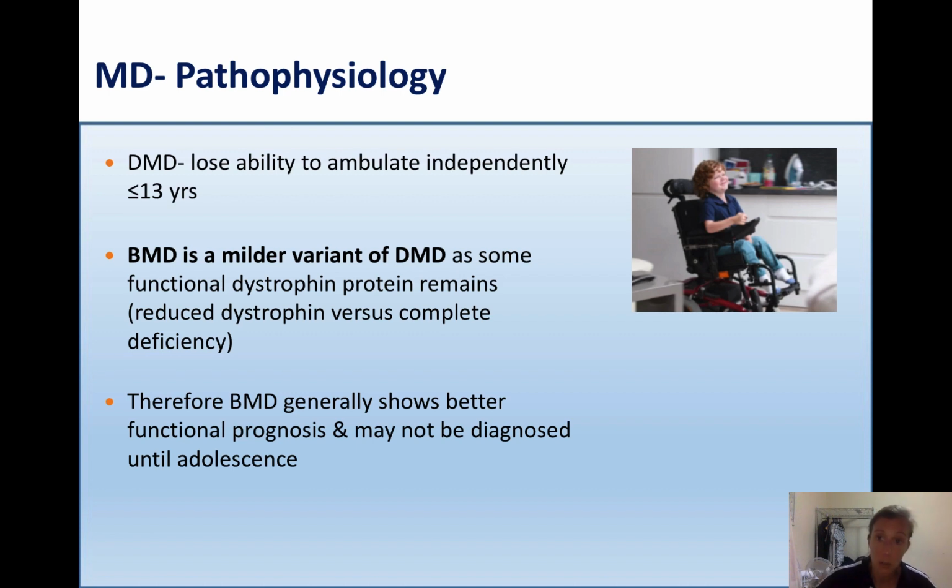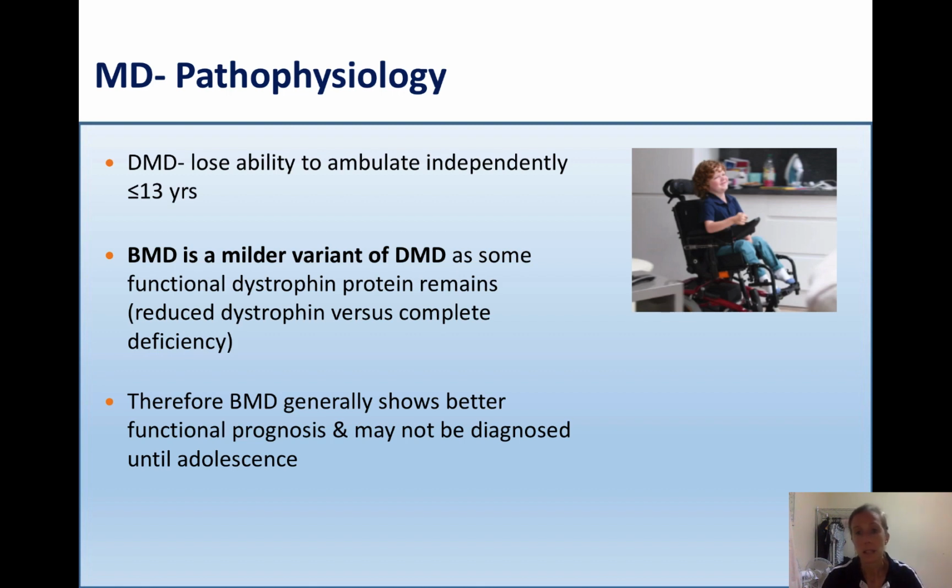In DMD, so in Duchenne's, unfortunately, very upsettingly, sufferers actually lose their ability to ambulate independently pretty much before or by the age of 13 years. And for some people, that's going to be 9, 10 years. It can vary slightly, but at a very young age, individuals are going to be wheelchair bound.